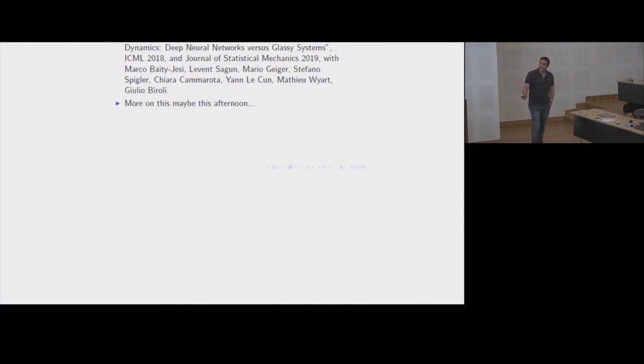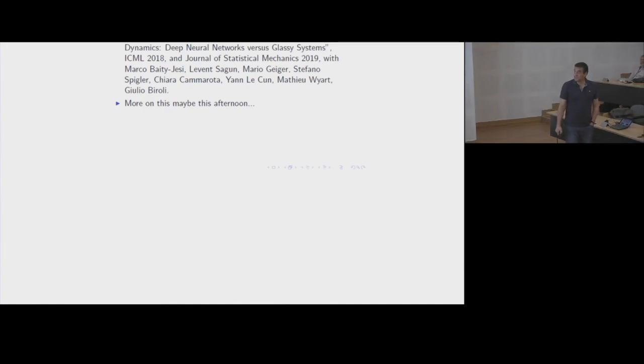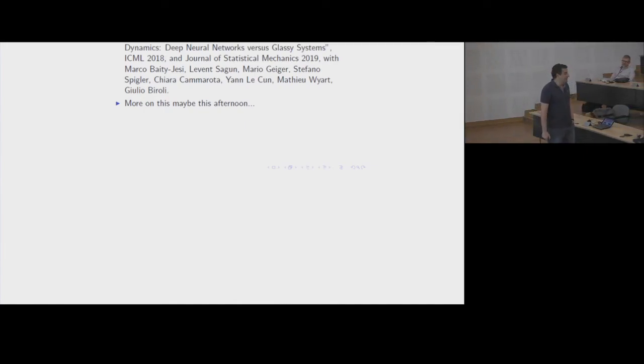Okay, and this, of course, being written by essentially physicists, says that the glassy picture is valid for machine learning, and so what we learn here should be true also for these general models. Okay, and I will stop here.